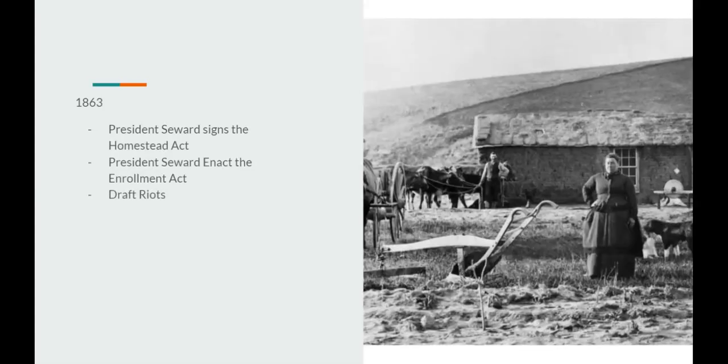In 1863, President Seward would sign the Homestead Act, which would allow farmers to buy massive amounts of land to own. He would also sign the Enrollment Act, which would have essentially created the draft for the Civil War, and there would be riots per the signing of this act.